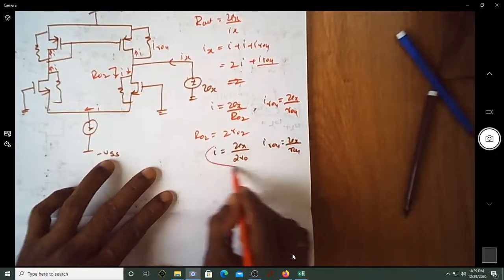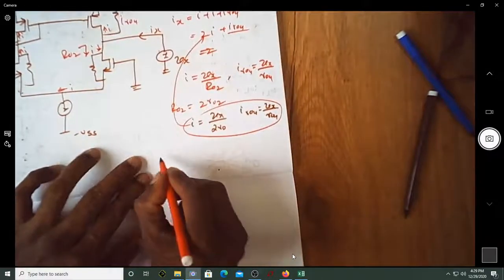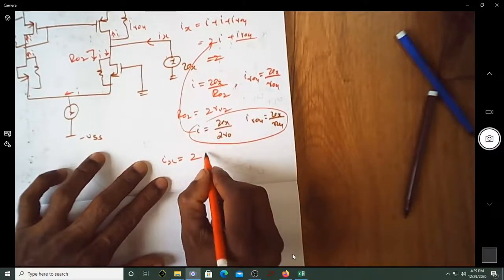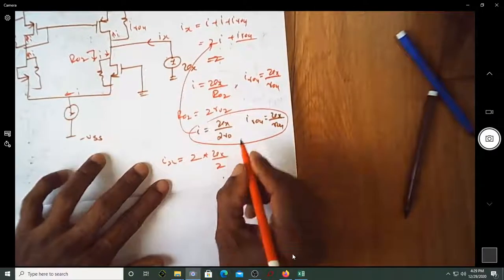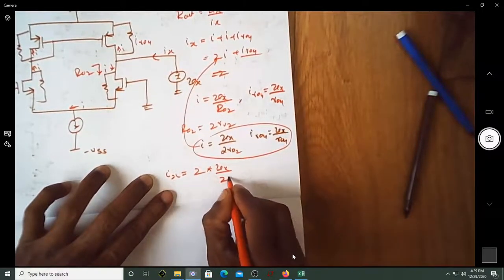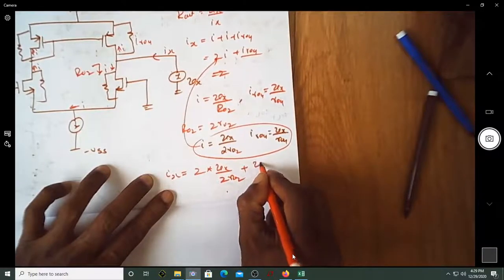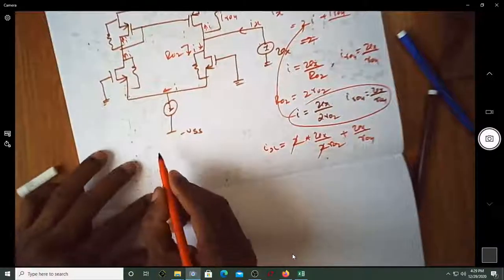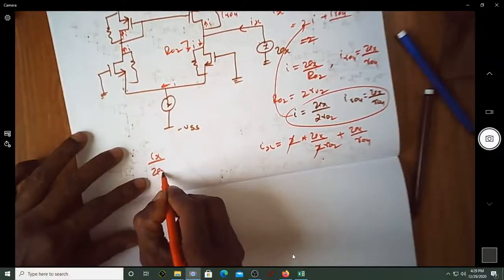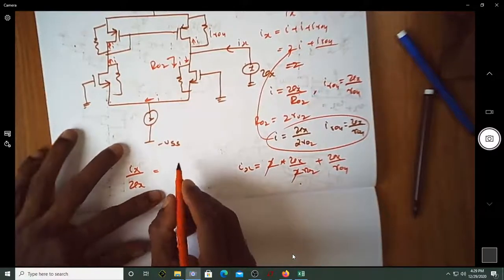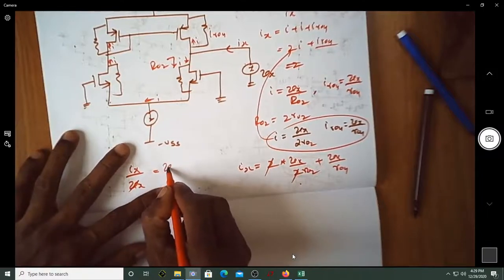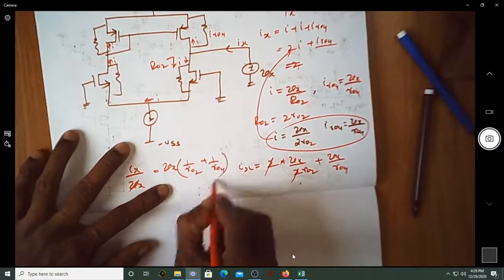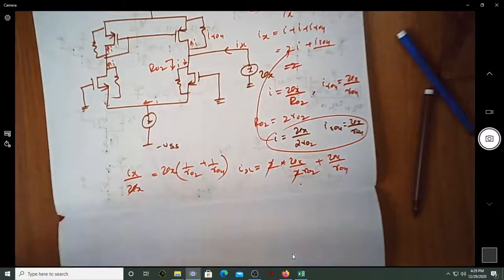So let us substitute these values onto this. I can write Ix is equal to 2 into, what is I? It is Vx by 2r02, of course, plus Vx by R04. So then this 2 will go with this, so I can write Ix is equal to, you can take out Vx outside, 1 over R02 plus 1 over R04.